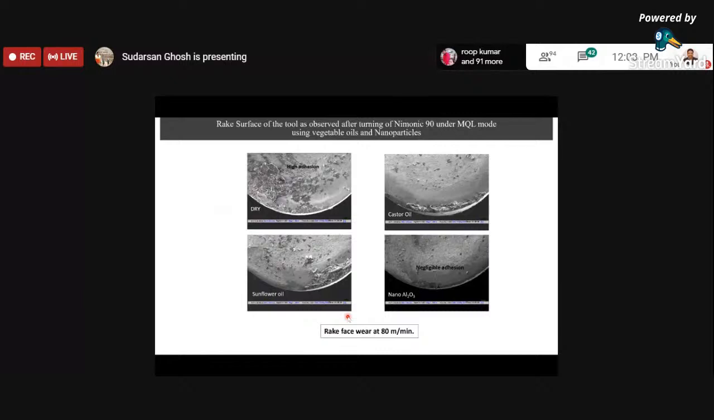Now this is the rake face we had, which we have measured at some other cutting velocity. 80 meters per minute for Monel is quite a high speed operation. So here again you see for dry condition there is a lot of adhesion taking place, but for the nanofluid aluminum oxide, the adhesion is almost negligible. In castor oil also you see adhesion is there. Sunflower oil, though they are biodegradable oils, even then they are not in a position to perform that well.